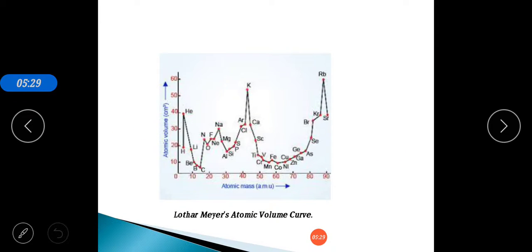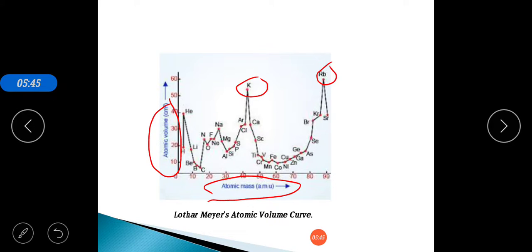You can see in the graph Lothar Meyer's atomic volume curve. It is a graph between the atomic volume and atomic masses. The peak positions are occupied by the electropositive elements, the alkaline earth metals occupy the descending positions, and the electronegative elements occupy the ascending positions of the curve.